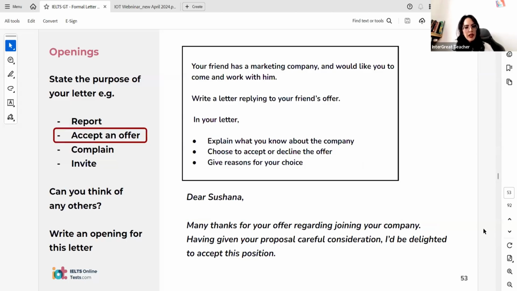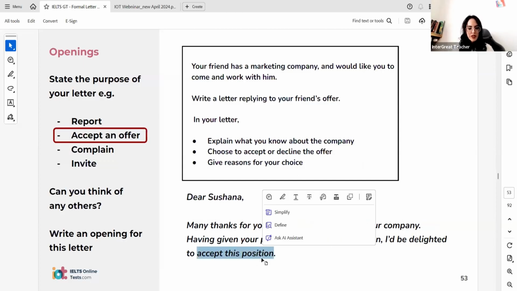So I say, dear Susanna, many thanks for your offer regarding joining your company. Having given your proposal careful consideration, I'd be delighted to accept this position. See, you made an offer. This letter says accepted, so accept this position is the purpose of this letter.